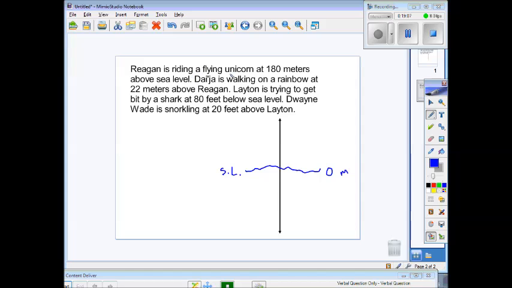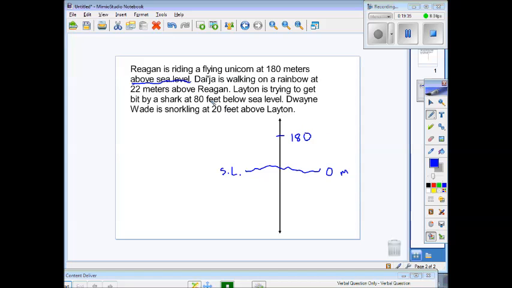Reagan is flying on a unicorn, or riding a unicorn, not flying one, at 180 meters above sea level. Since it says specifically above sea level, that tells me that's where it's at on the number line. Does that make sense? I think everybody would agree in the room that was pretty easy. Whenever it just gives you how far it is above or below sea level, that's very simple.